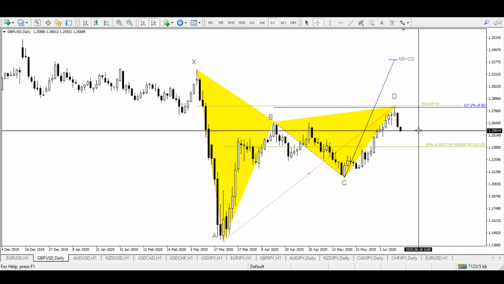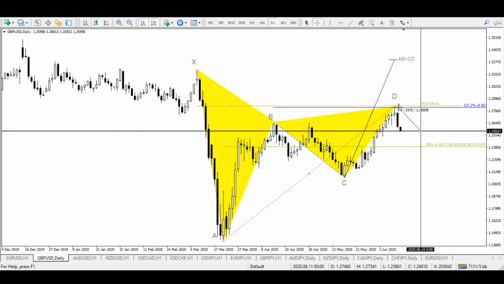But we cannot take a sell trade here. If we take a sell trade here, we have to take a risk of about 258 or 270 pips, because definitely we are going to wait for price to go up and close above this point D to figure out that this trade didn't work.